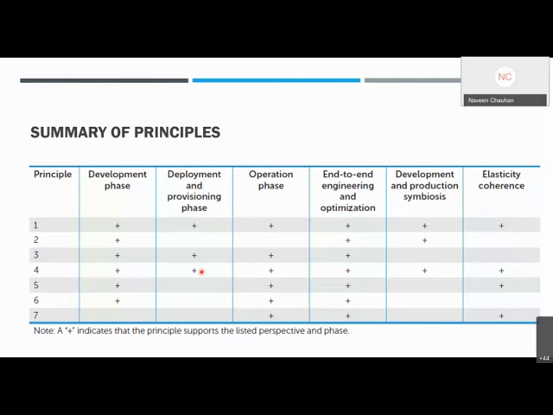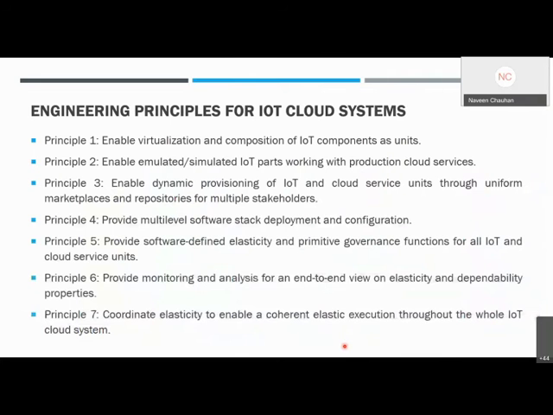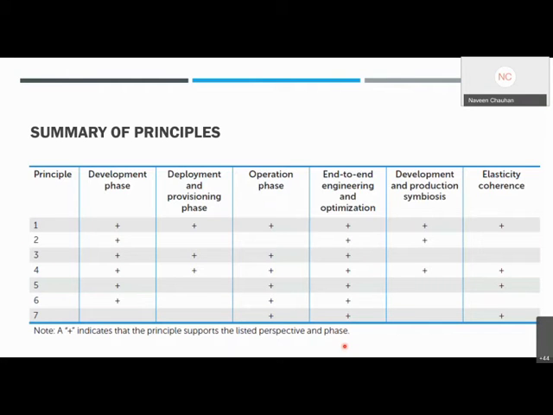Principle 1, principle 3 and principle 4 are going to be utilized. Likewise, for the operation phase, for end-to-end engineering and optimization, development and production symbiosis, and elasticity coherence, these are the principles. This is just an indication that it is proposed by a certain researcher, and he has proposed that these principles are going to be used in the IoT cloud systems.